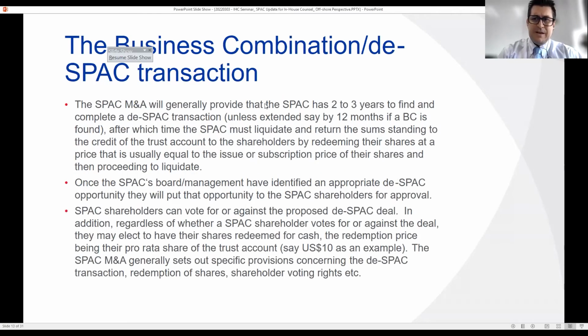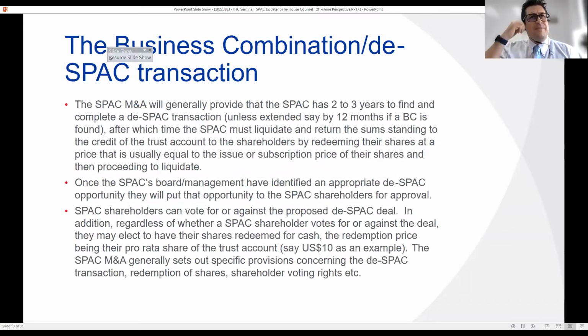Now, apologies, that was a very, very brief overview of warrants and units, and I appreciate that was brief, but it is quite a complex area. So what I would like to do is just go on to the next big consideration, which is the business combination and de-SPAC transaction. Again, if you've got any specific questions on warrants, units, I'm very happy to take those later or separately outside of this presentation.